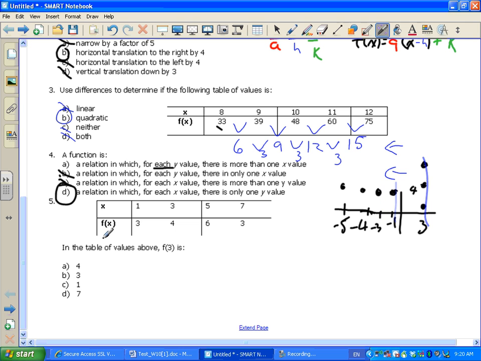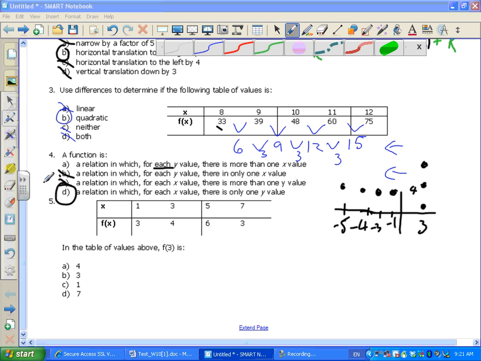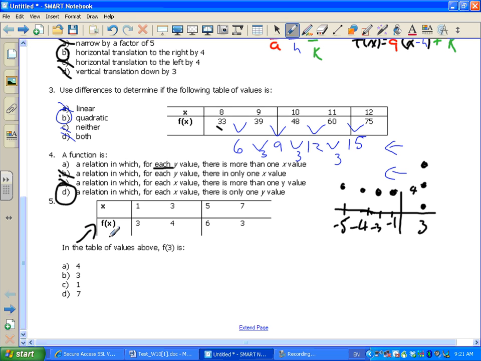Question 5. In the table of values above, f at 3. Which of these represents f at 3? This 3 refers to which? The first question, second pair, third pair, or the fourth pair? Why the second one? Okay. Stuart, do you know?